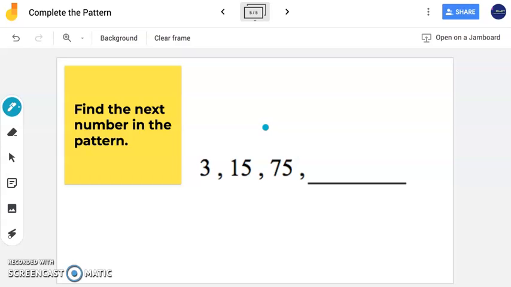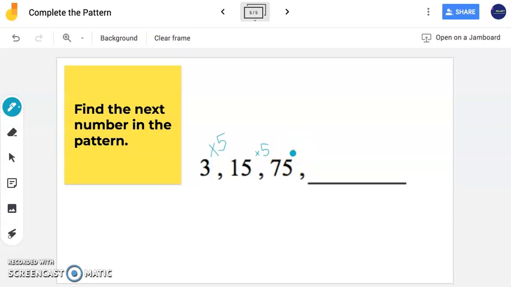Now I notice my numbers are also increasing. So that means I am either going to use addition or multiplication. Now if I do 3 plus some number is 15, you can figure out what that number is. And in fact, 3 plus 12 is 15. But now if I do 15 plus 12, it's not 75. So let me try multiplication. I can do 3 times 5 is 15. That's great. Let's see if it works here. And I notice 15 times 5 is 75.